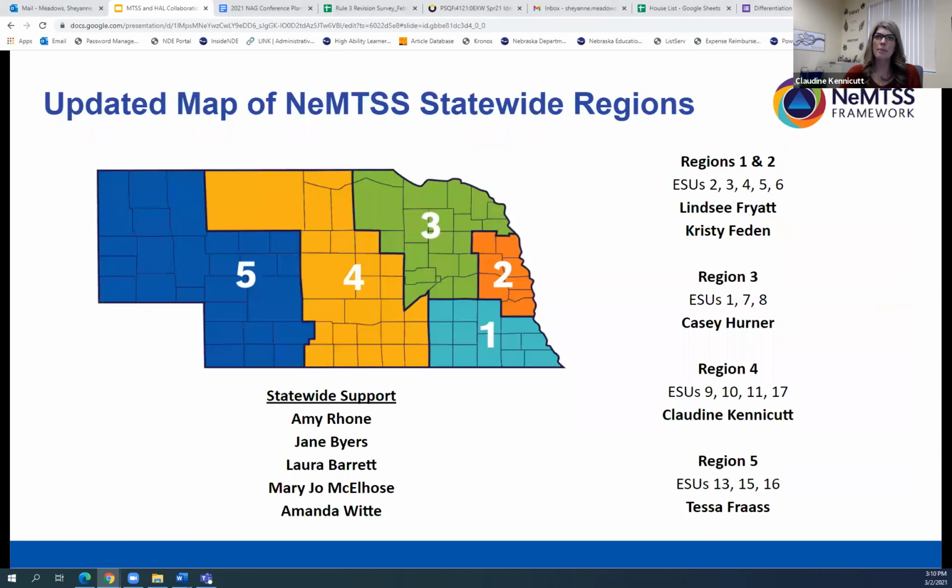So the map that you see on your screen right now is what our regional teaming looks like. It is a statewide support team with a strong emphasis placed on the equity of resources and services. So this is our current structure for the division of our regions and which ESUs are supported within each of these areas. And underneath the map, you can also see some of our statewide support team.